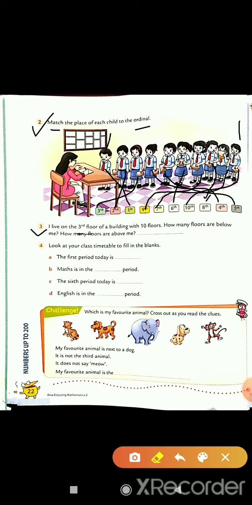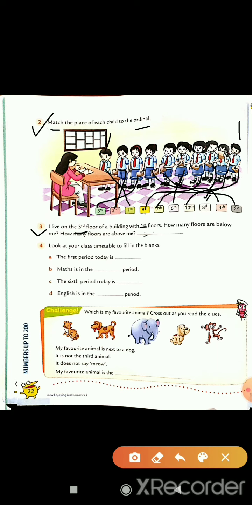Now question number 3, I live on the 3rd floor of a building with 10 floors. How many floors are below me? How many floors are above me? So here the question is asked that you are living on the 3rd floor of a building with 10 floors, means the building has a total of 10 floors. So how many floors are below me? How many floors are above me?